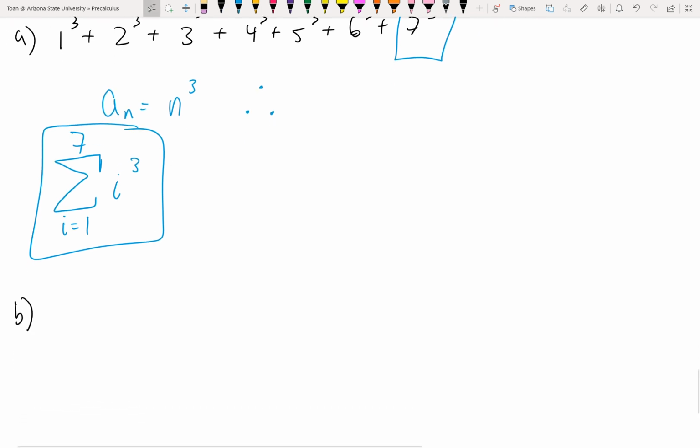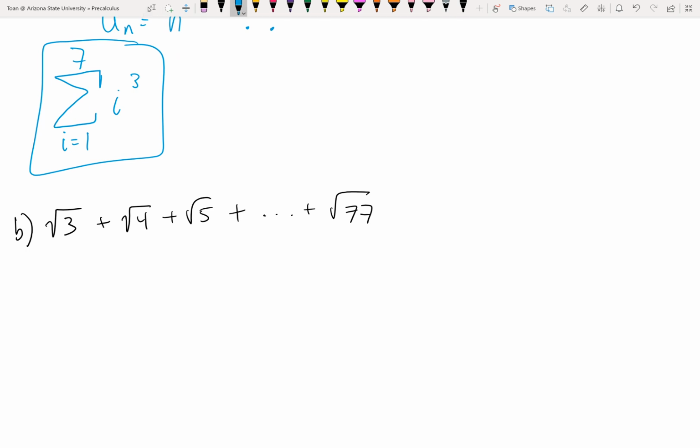Let's take a look at this next one here. Radical 3 plus radical 4 plus radical 5 plus dot dot dot plus radical 77. Now this one seems pretty obvious too, right? I think everyone agrees that the pattern is square root. So a very obvious thing to write is i equals, what number did we start with? 3. What number did we end with? 77. And what's the pattern? The square root of i.